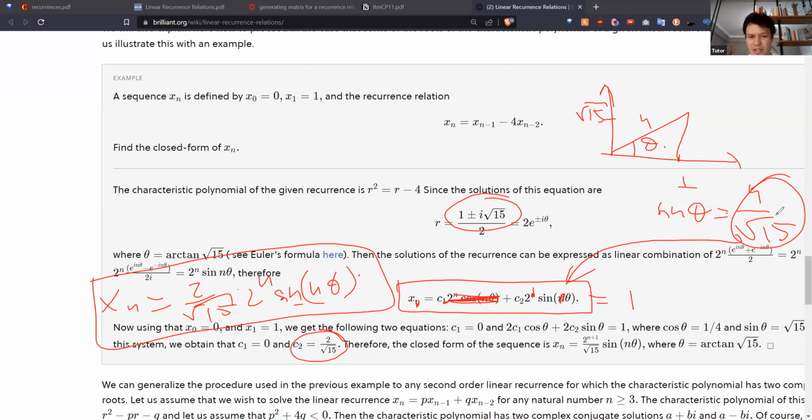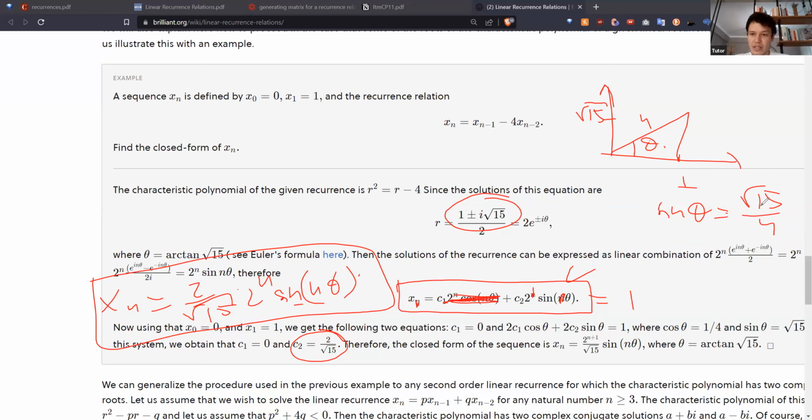Sorry, I think I had a mistake in here. This is not the 4 over square root of 15. This is the opposite. So sine is going to be this side divided by this side. So it's actually square root of 15 divided by 4. So square root of 15 divided by 4, right?